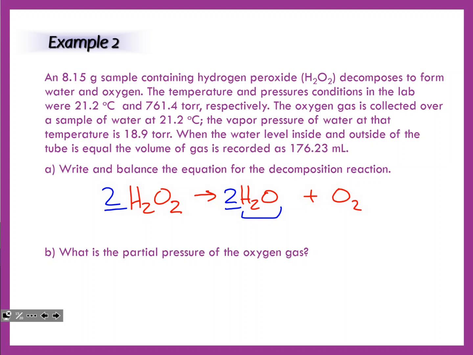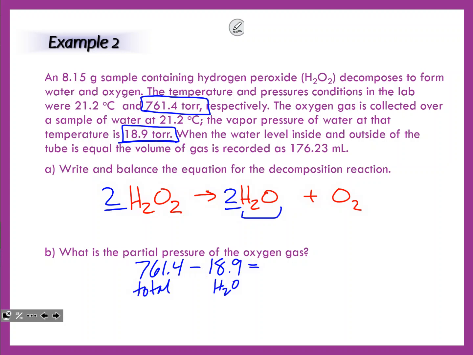Oxygen gas is collected over water, a sample of water, at 21.2 degrees. The vapor pressure of the water at that temperature, look how nicely they put it in the problem for us. So we didn't even have to look it up on the table. So here, this is the total pressure in the lab. This is the vapor pressure of the water. How do we find oxygen? Subtract, it's very simple. Minus, because this is the water, this is the total, and this is going to give us our O2.